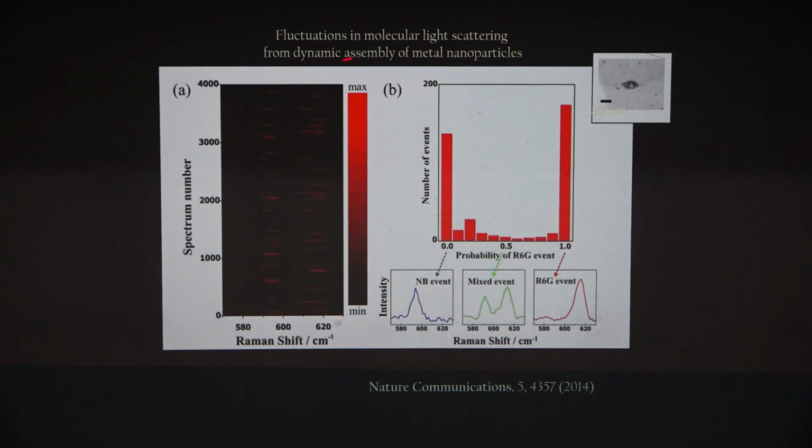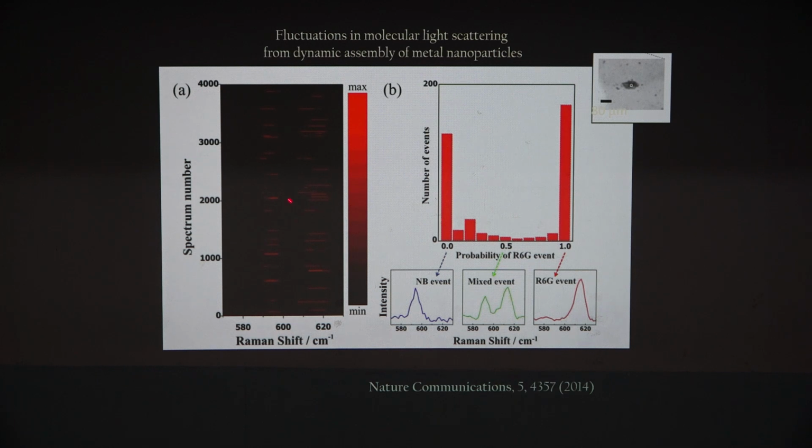So what I am showing you is the fluctuation of the molecular light scattering from this dynamic assembly. Without going into details, I will mention two to three specific points. First and foremost, if you capture the light from such aggregates, you see a very evident fluctuation in the scattered light. And this particular fluctuation essentially is coming from the inelastic scattered photons from that particular assembly, point number one.